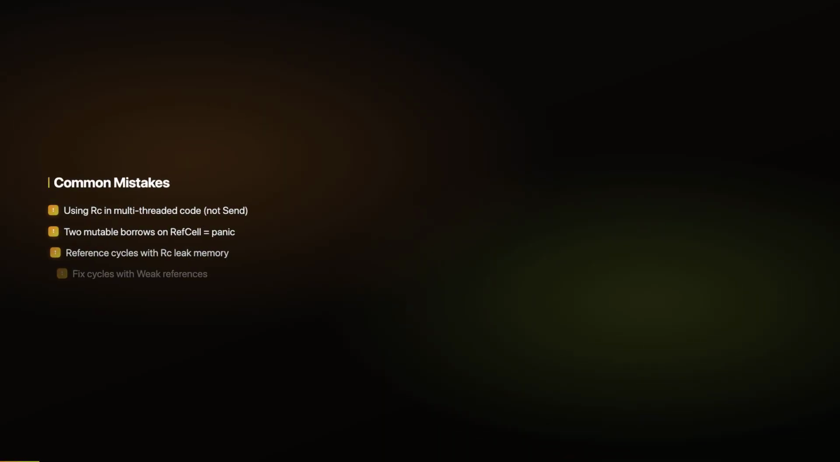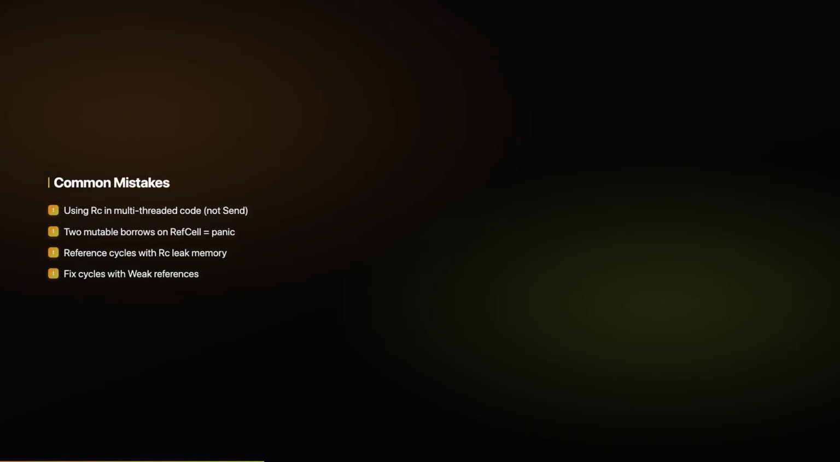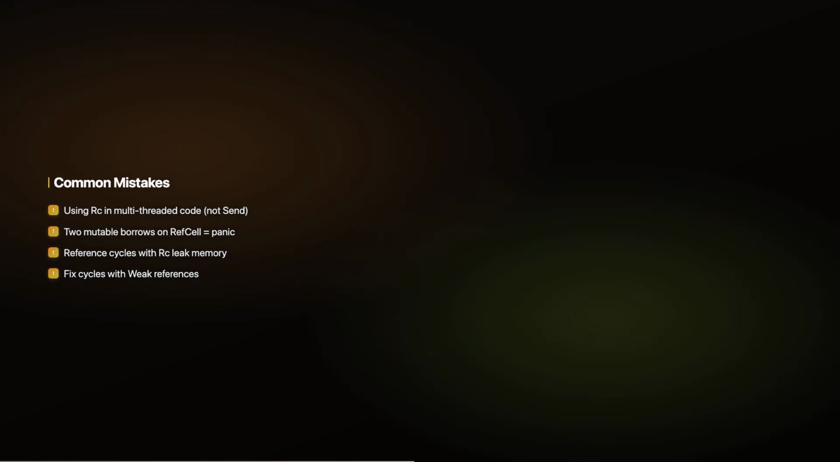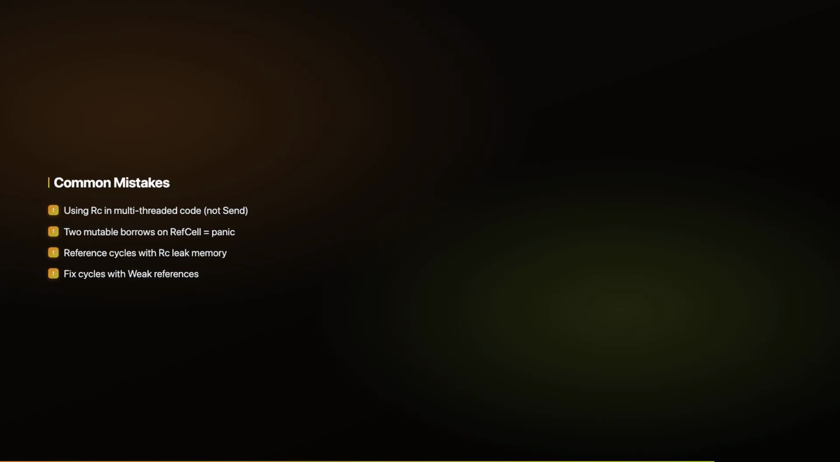A common mistake is using Rc in multi-threaded code. The compiler catches this with a clear error message saying Rc is not Send. The fix is to use Arc instead. Another mistake is creating two mutable borrows on a RefCell at the same time. This causes a runtime panic. Drop the first borrow before creating the second.